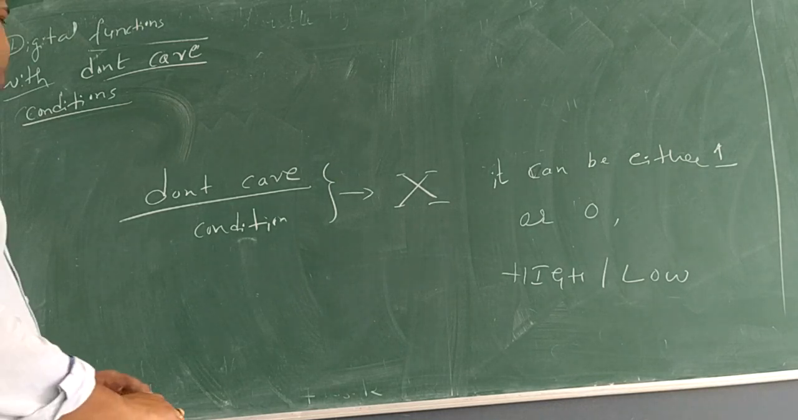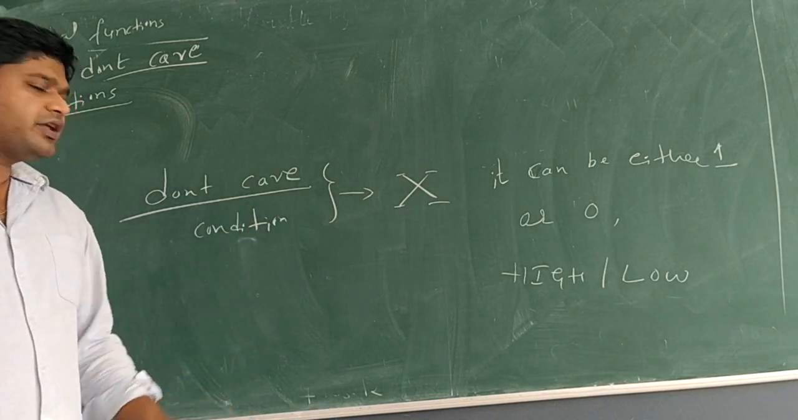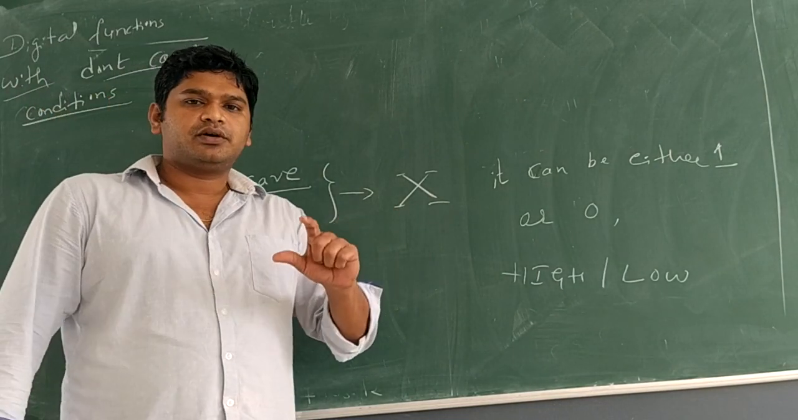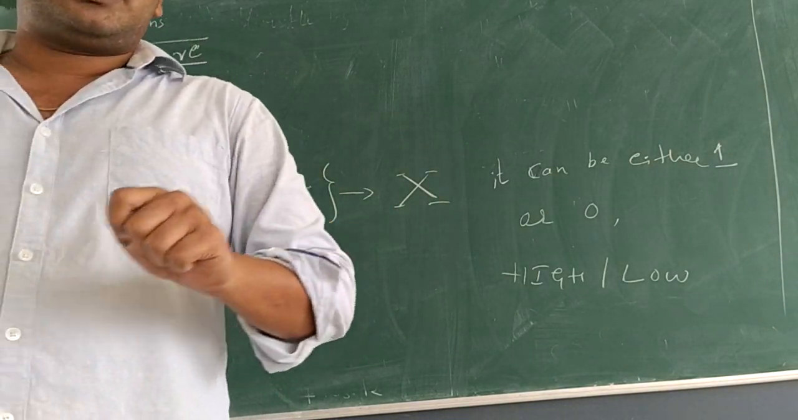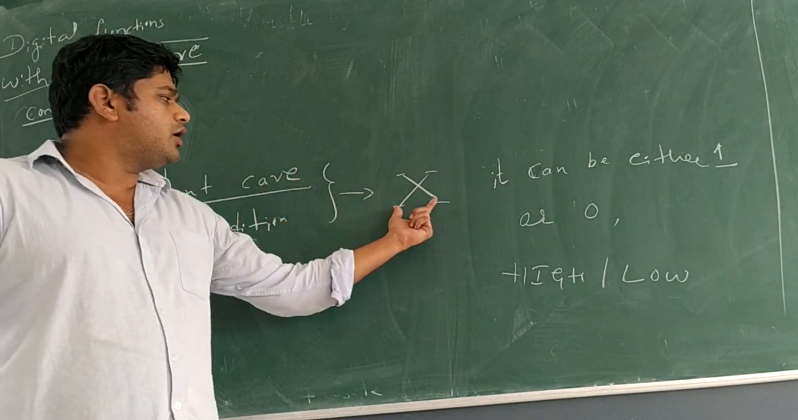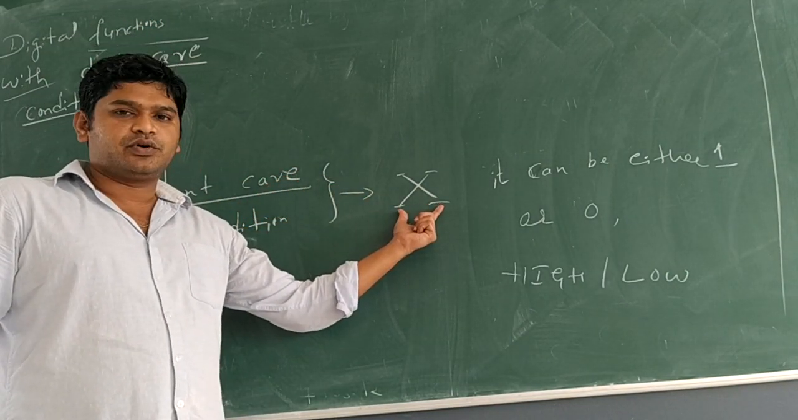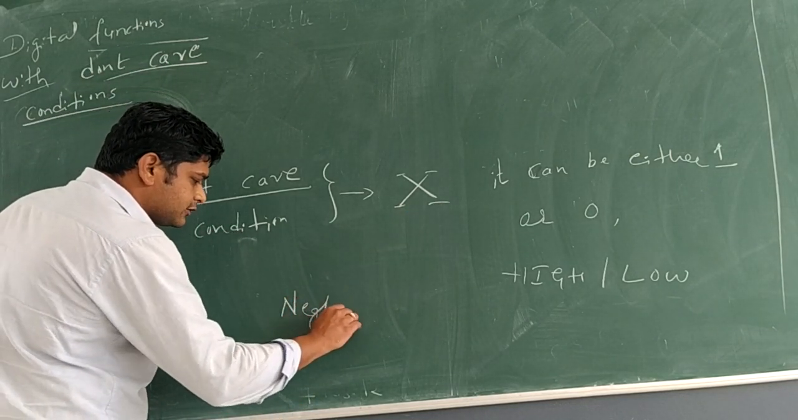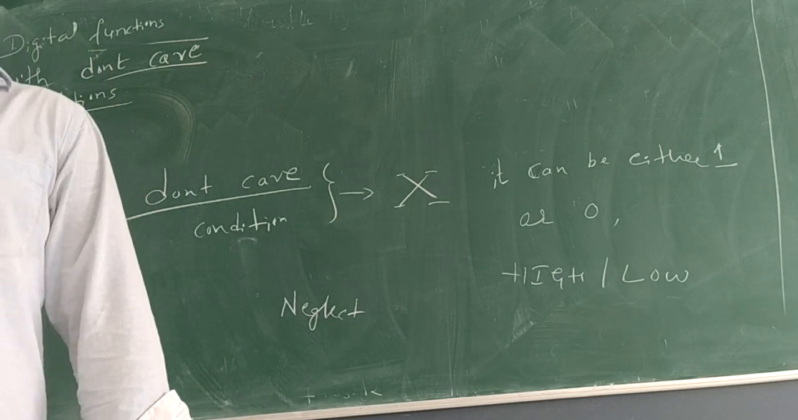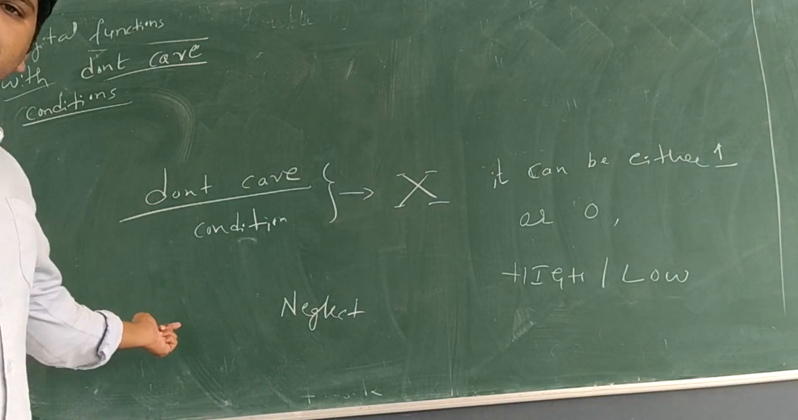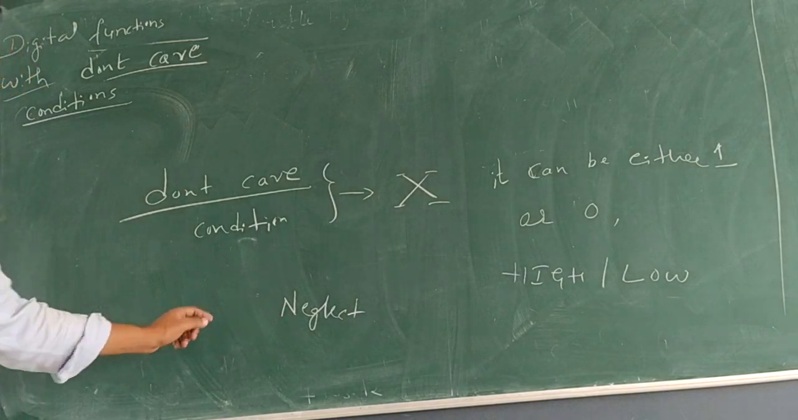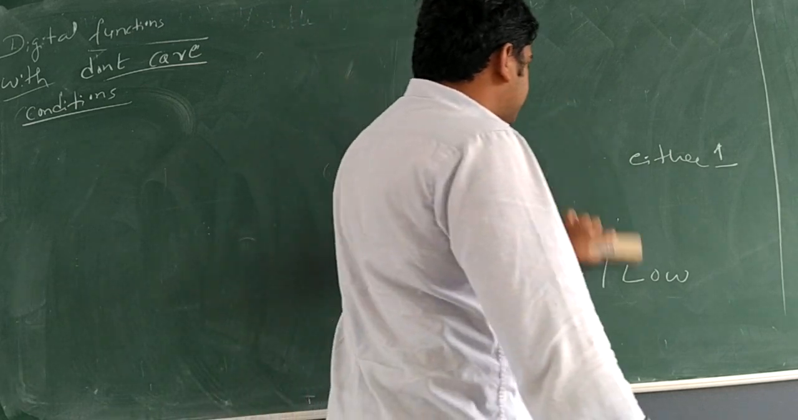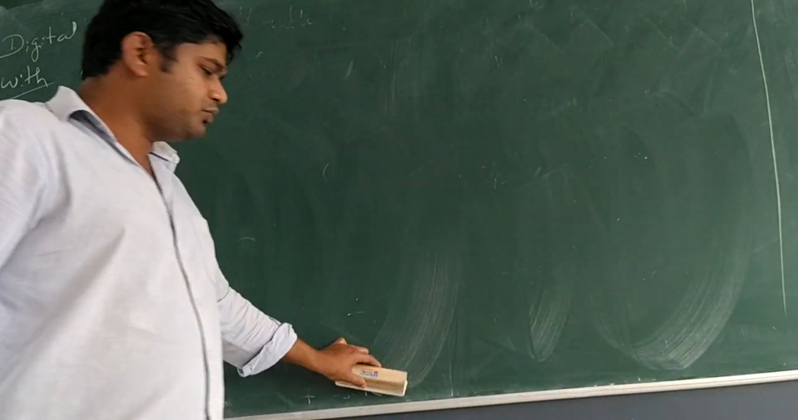Okay, so now the don't care conditions are sometimes advantageous for simplifying the problems. Here the meaning of don't care is to neglect the effect of that particular row in the truth table. The meaning of don't care we will study with the help of problems.